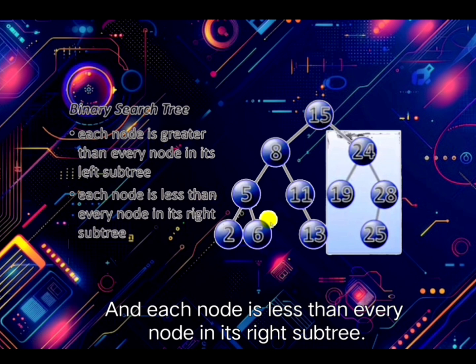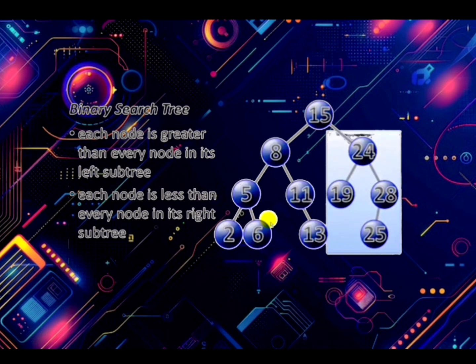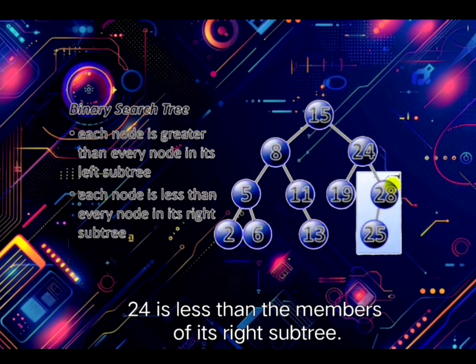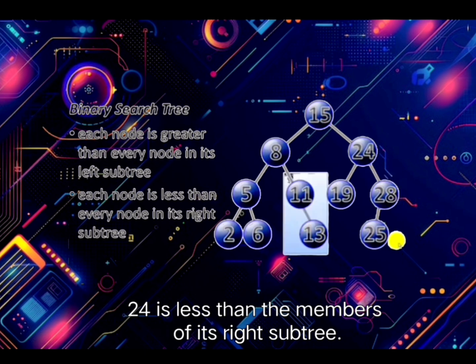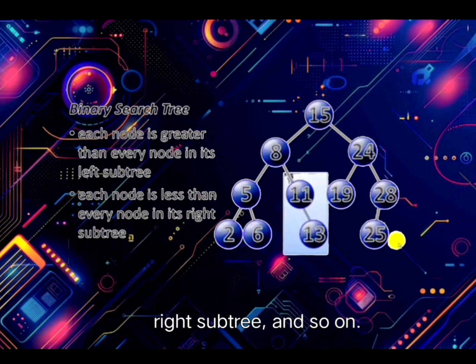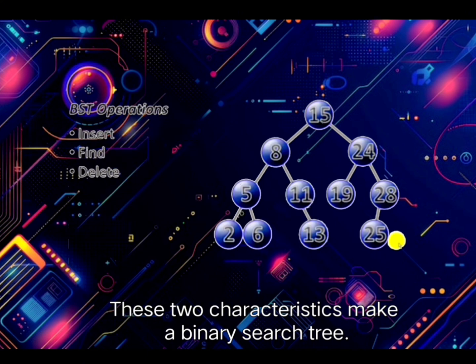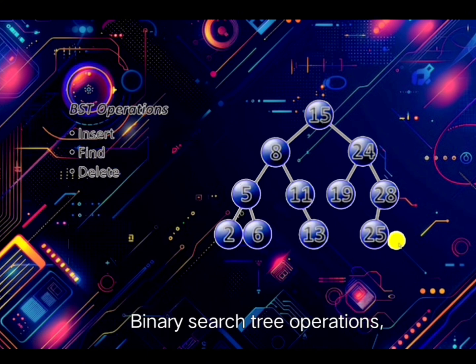And each node is less than every node in its right subtree. So, here we can say that node 15 is less than all the members of its right subtree. 24 is less than the members of its right subtree. 8 is less than the members of its right subtree, and so on. These two characteristics make a binary search tree. Binary search tree operations: we have insert, find, and delete.